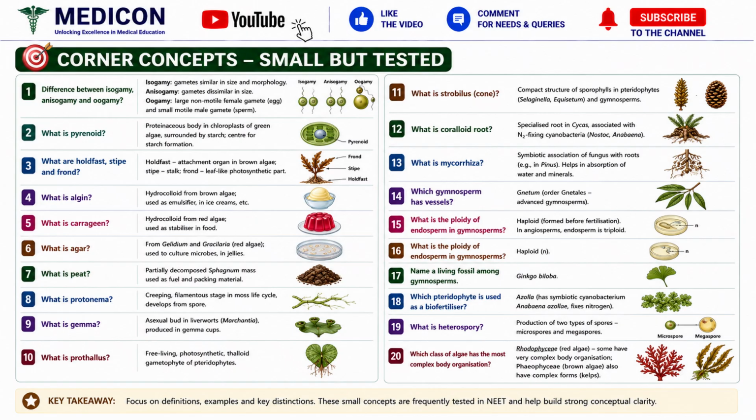Corner concepts: usually we ignore these concepts, but direct questions are coming from here. You have to stop the video and study all these 20 concepts. For example, what is the ploidy of the endosperm in gymnosperms? It is haploid. What is mycorrhiza? What is coralloid root? What is peat? What is the function of gamma? All these corner concepts have been asked as direct questions.